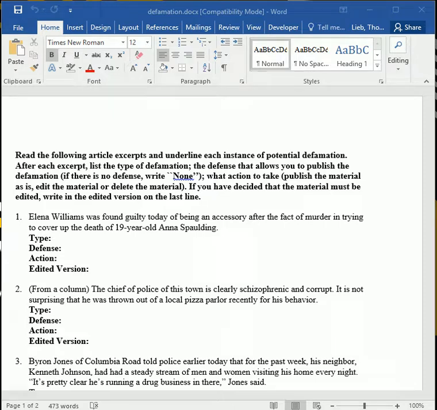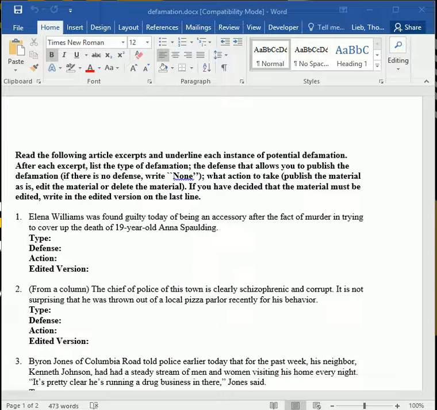So let's take a look at the exercise from the textbook in Chapter 6. It's really important that you understand that I'm wanting you to find any instance of possible defamation. Even if it turns out that it's something we can use, I want to see your thought process so I can give you points for that.